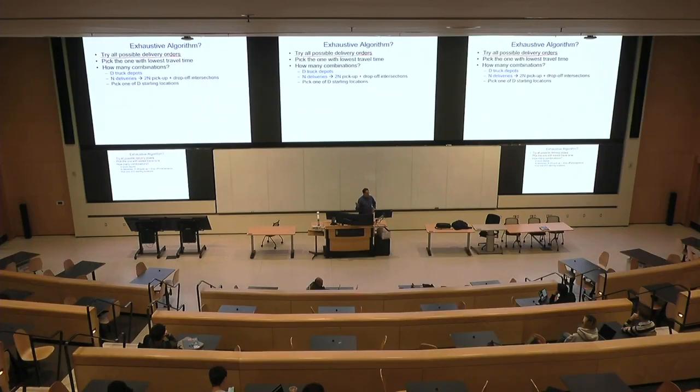Okay, so we have to pick one of D starting locations. So that's just D choices. That's not too bad. After we've picked a depot, how many choices do we have of what to do next? Okay, so we can go make any pickup. How many choices is that? This is not too hard, right?